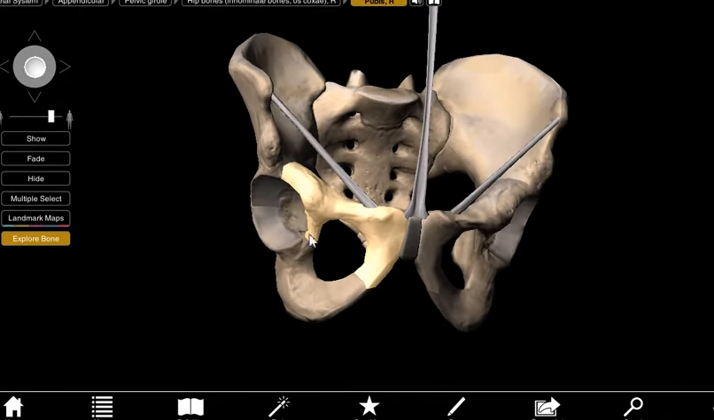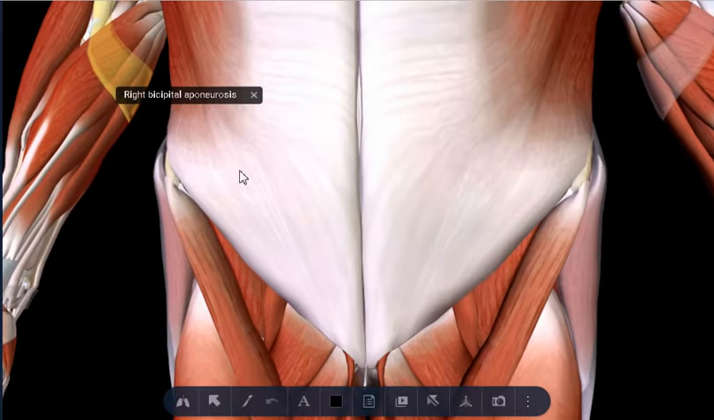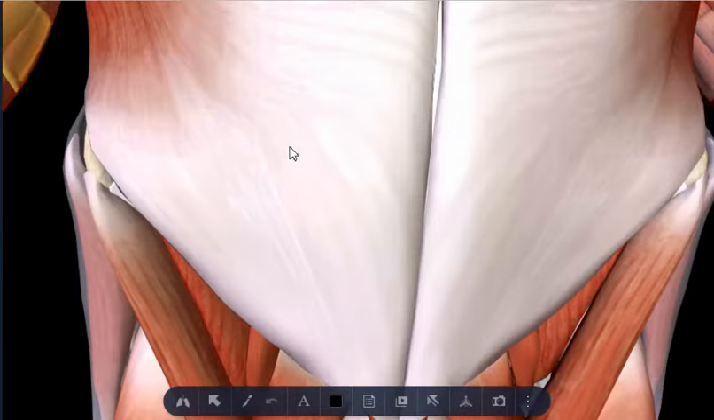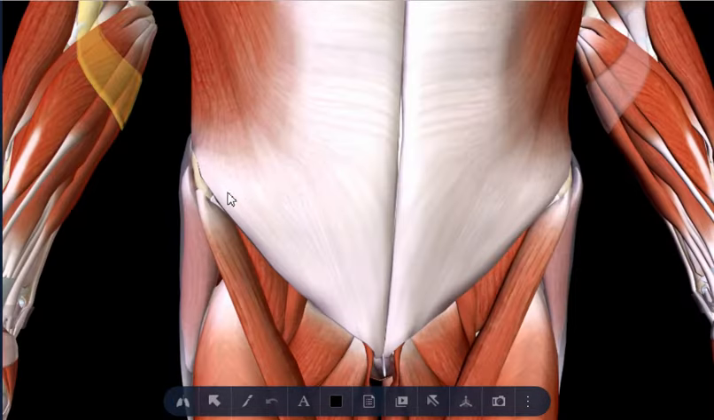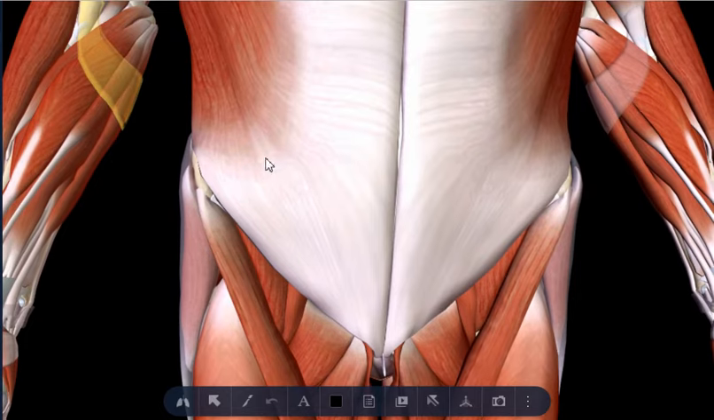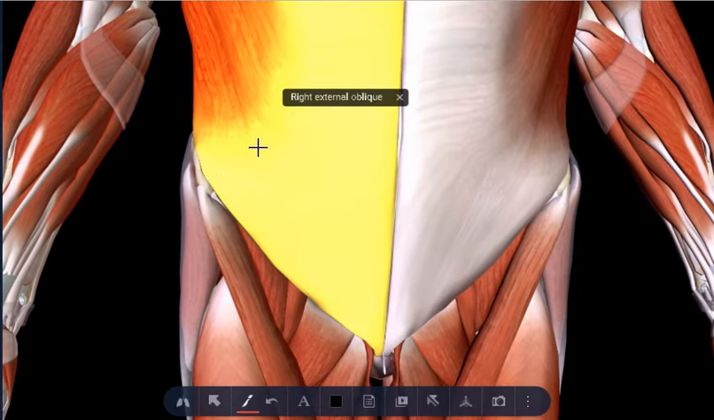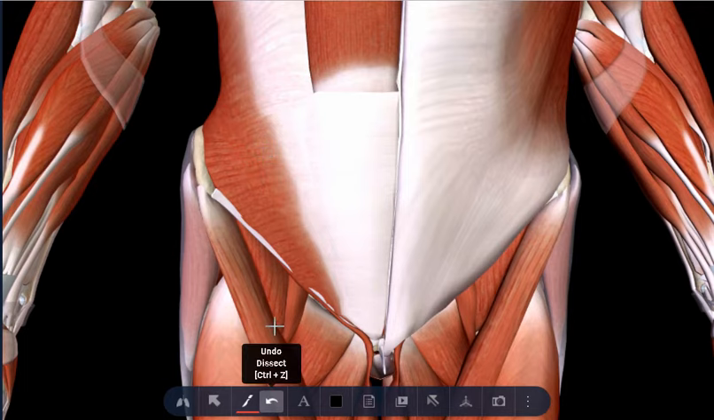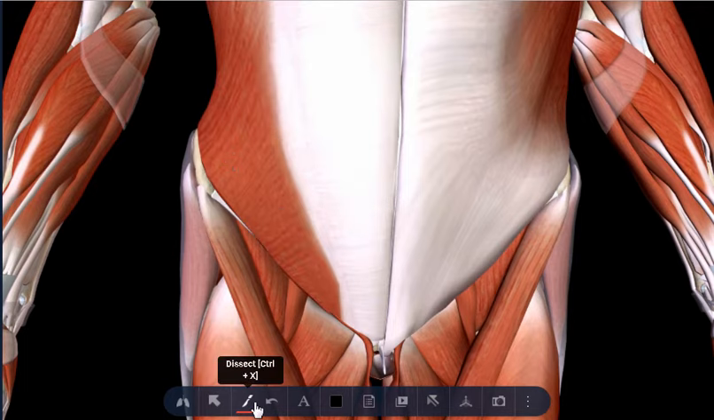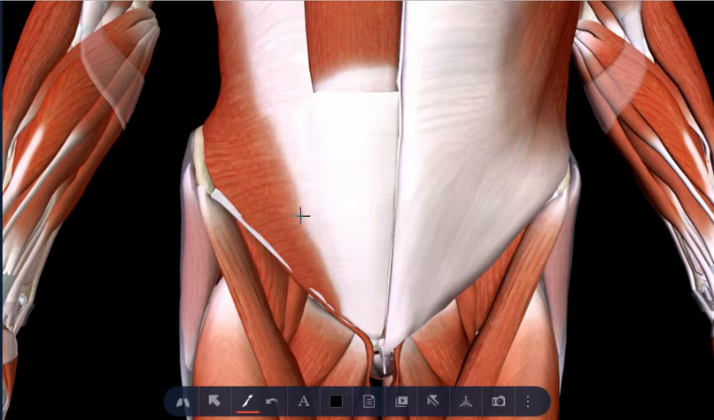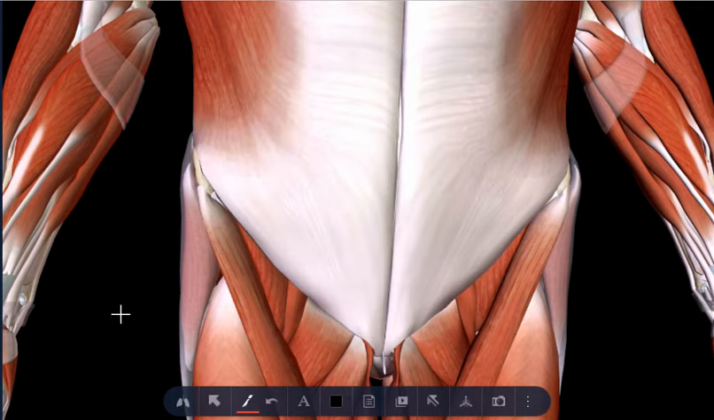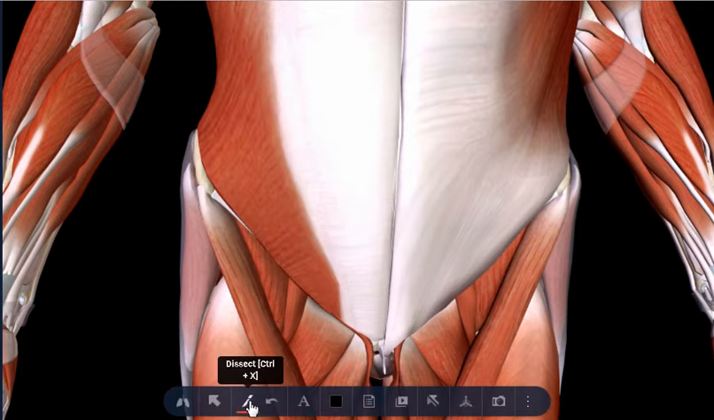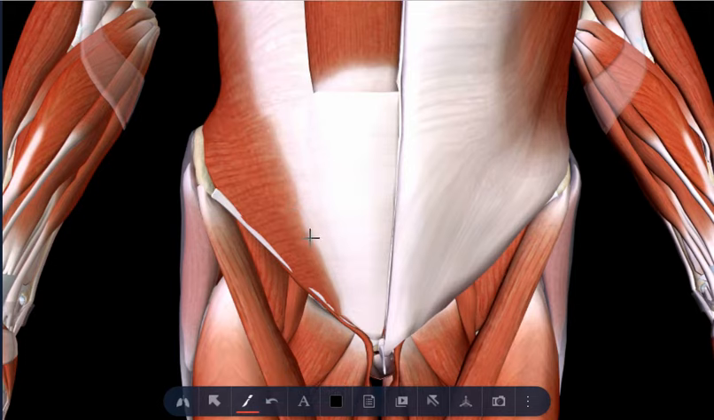Muscles in this area: we have three flat muscles on the anterior lateral abdominal wall. Very important here. The outermost muscle is the external oblique. Deep to the external oblique, we have the internal oblique. Then the transversus abdominis. Again, we have three flat muscles here, very important: external oblique, internal oblique, and when we remove this, transversus abdominis.